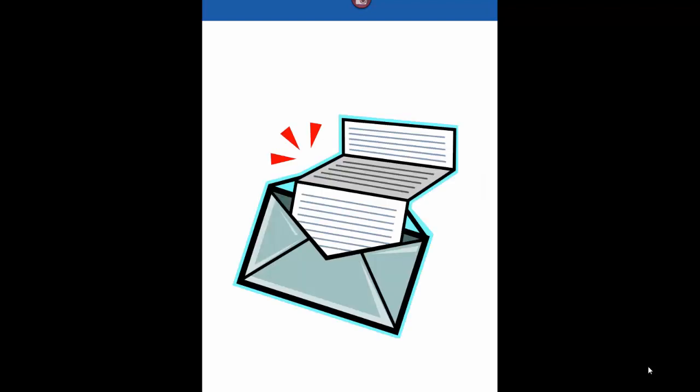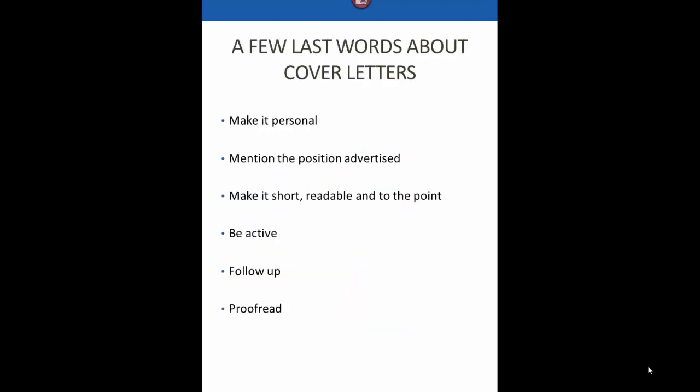Then fold your cover letter and resume into thirds before inserting them into the envelope. Again, remember, do not staple them together.